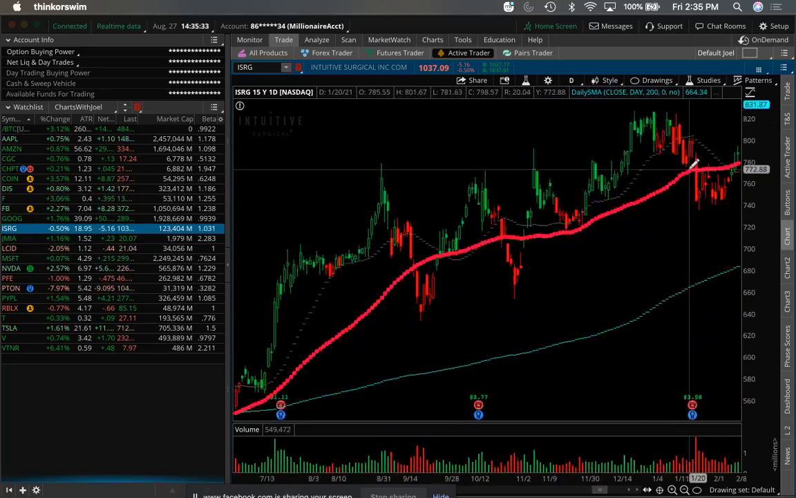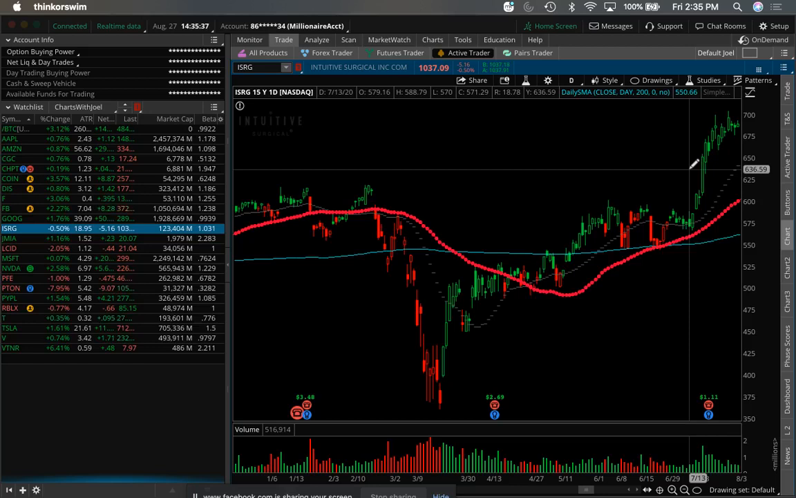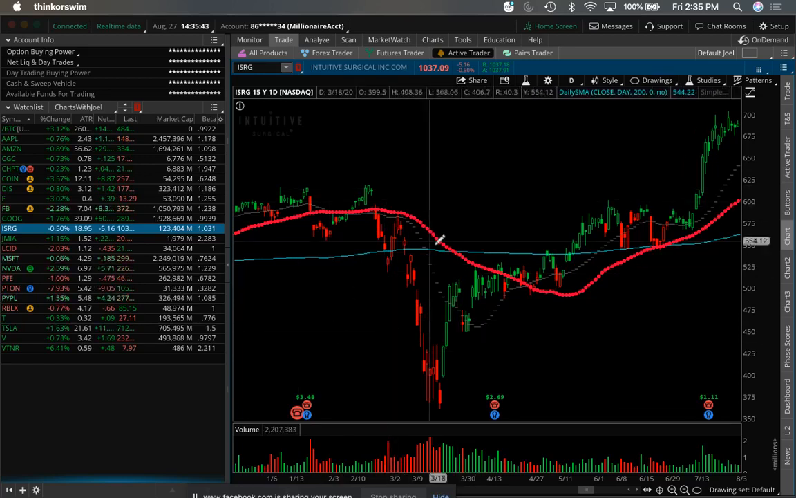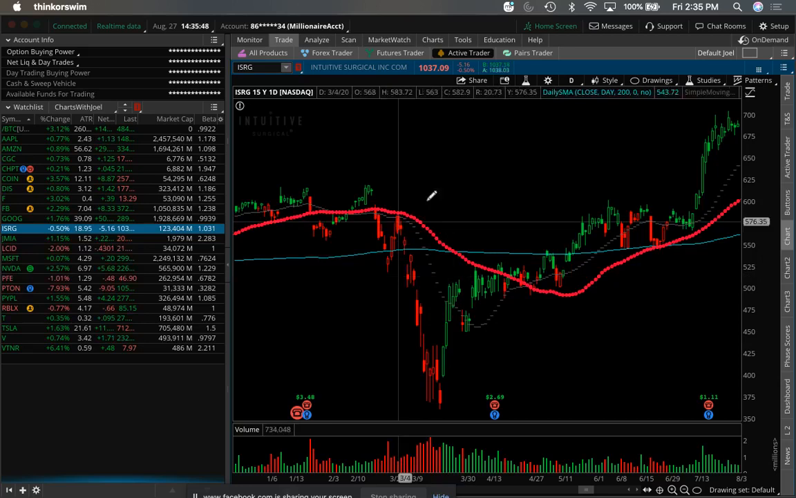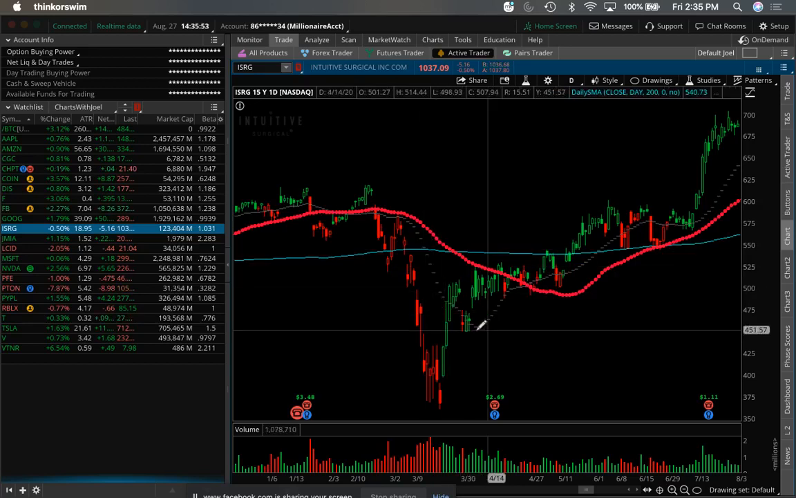Because see, let's go back to 2000. Let's go back to here. Let's talk this out. What's happening right here? This is angled down. The 200-day is angled down. The 20 is angled down. That's selling pressure. Short term, I'm not going to buy it when this is down. I'm going to buy it when this is up.